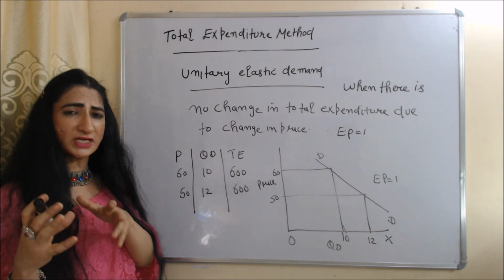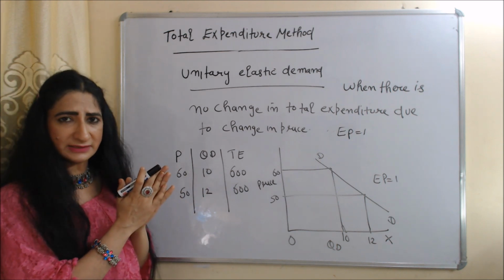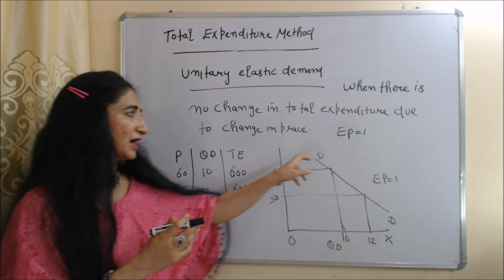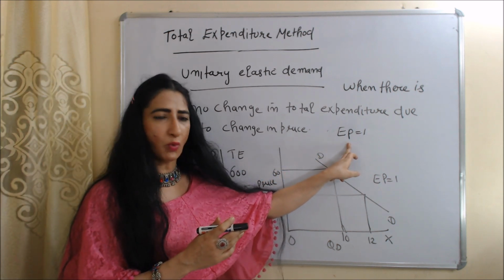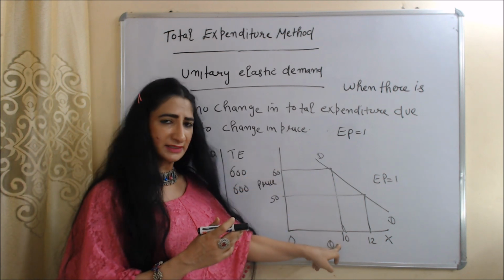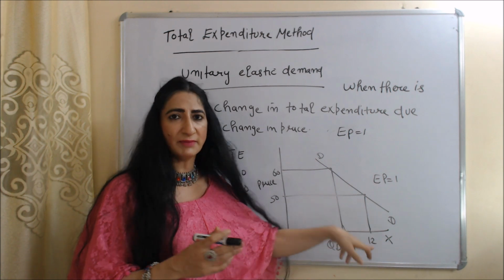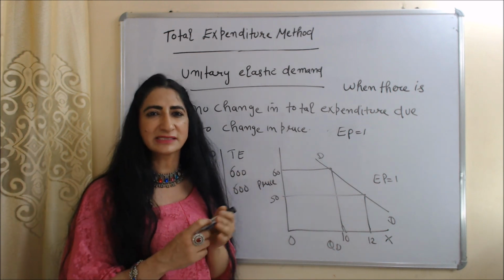When there is no change in total expenditure due to change in price, it will be called unitary elastic demand. And in such a case, price elasticity of demand will be equal to 1. Same thing you can see in this diagram. When price 60, demand 10. When price reduced from 60 to 50, demand increased from 10 to 12, but our total expenditure will remain same.